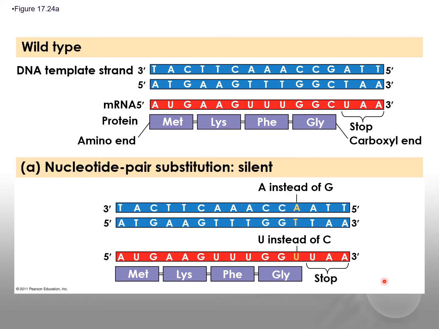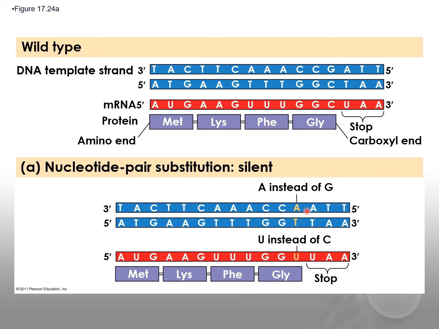Now, let's look at some examples of a particular gene and see the different effects of all these different types of mutations. We have a template strand of DNA here, and then we have it transcribed into messenger RNA. The template strand is the top one, and the messenger RNA, of course, carries the codons. You can see this messenger RNA codes for this protein right here: methionine, lysine, phenylalanine, and glycine, and then here's the stop codon. Let's say this is the wild type gene or protein, the normal gene or protein.